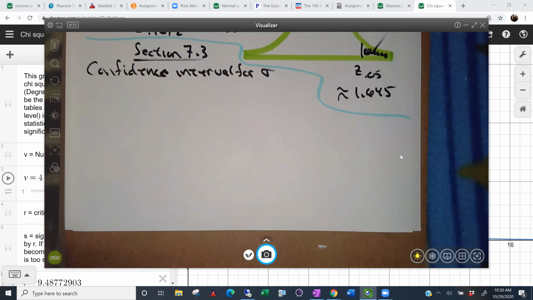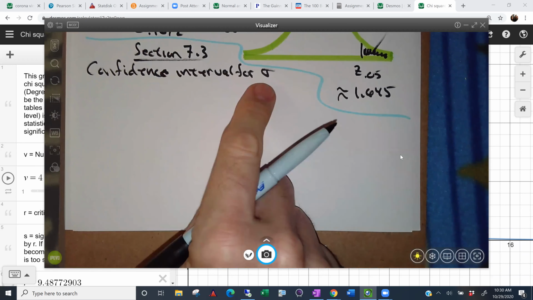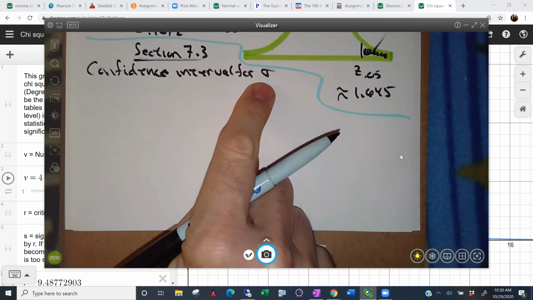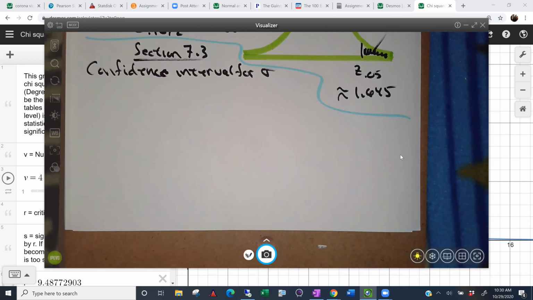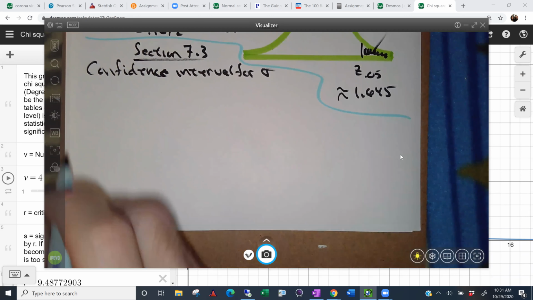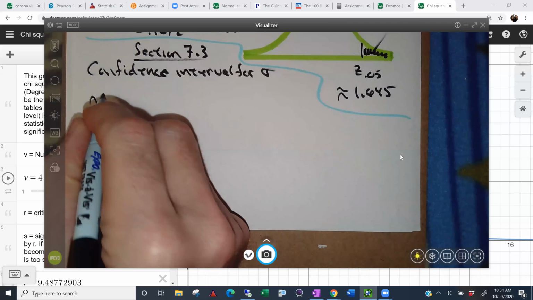Okay. In section 7.3, we're going to discuss confidence intervals for sigma. Remind me what sigma represents. Population standard deviation. Yeah, well done. Population standard deviation. Now, in creating a confidence interval for our population standard deviation, we're going to need a new distribution. It's going to be this one.